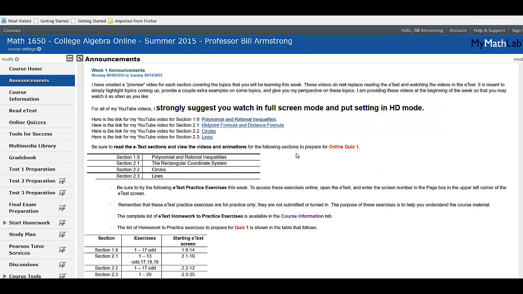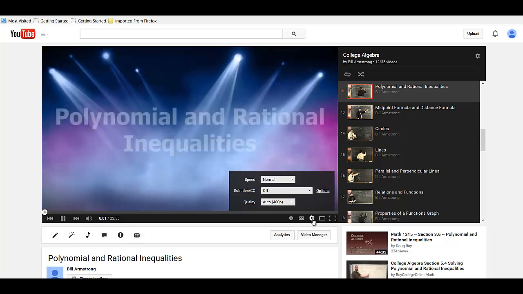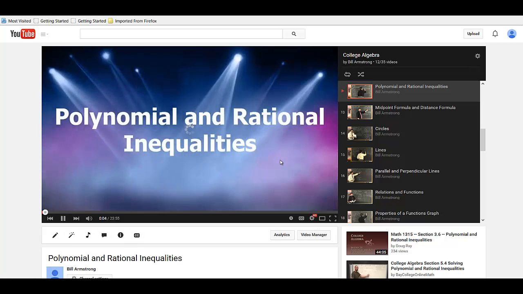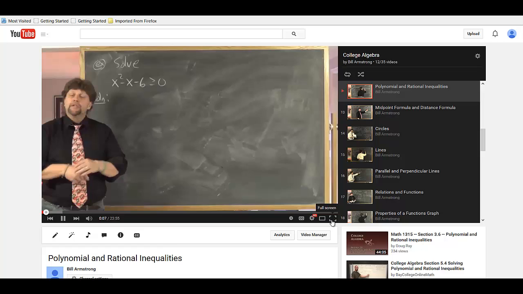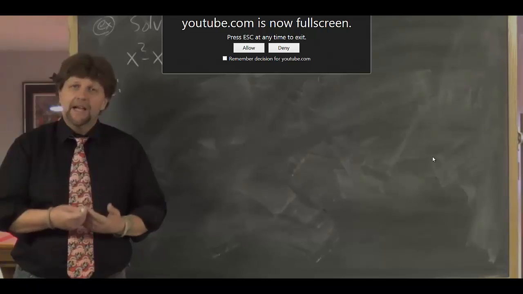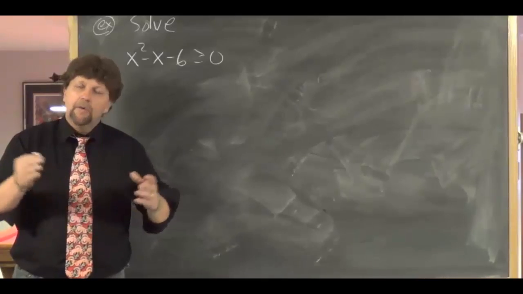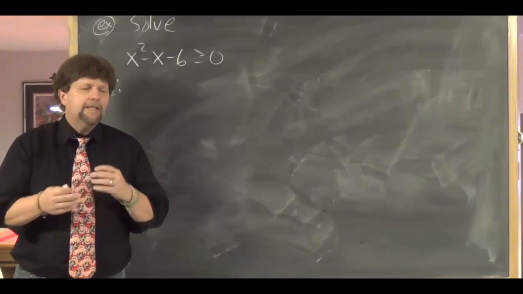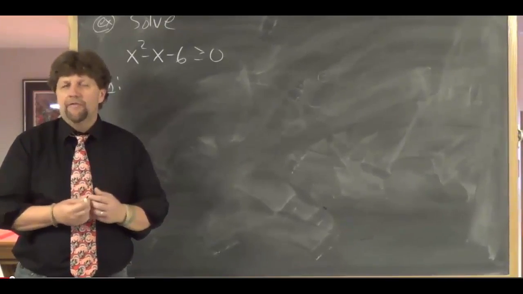So the first section, 1.9, if you click on that, you can see one of my videos. I'm going to come down here and put it in HD mode. And that puts you in large screen, full screen. Some polynomial inequalities and rational inequalities. I'm going to show you how to use a sign diagram in order to do this. It might be a little bit different than what you see in your book. We're going to get the same result. I just like my sign diagram better because it kind of organizes my work and it's a lot more visual.